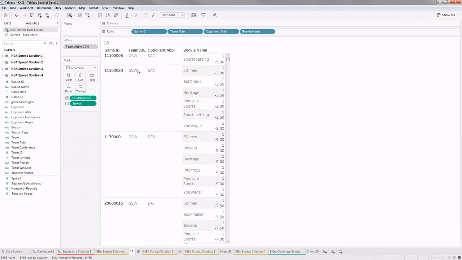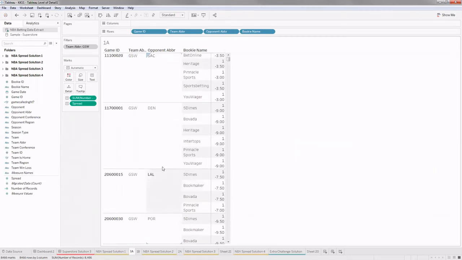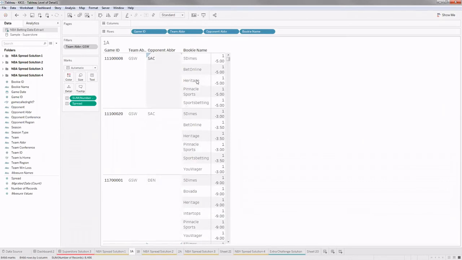So this is just a little more information related to the problem. We have different games, and I filtered for only the team which we are interested in, GSW, and these are all the different opponents it had played games with. In each of these games, these are the different bookies who have raised interest in betting on the game. And the second value in each box is the spread for that specific bookie on that particular game.